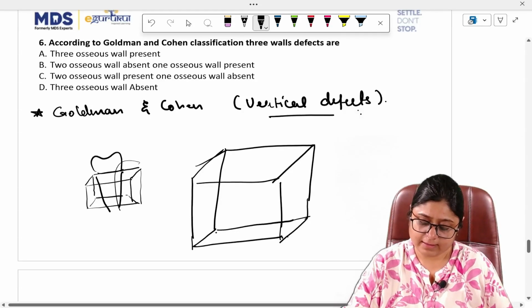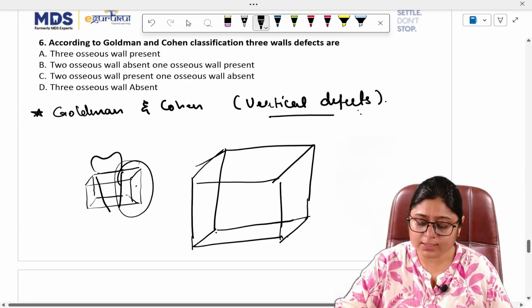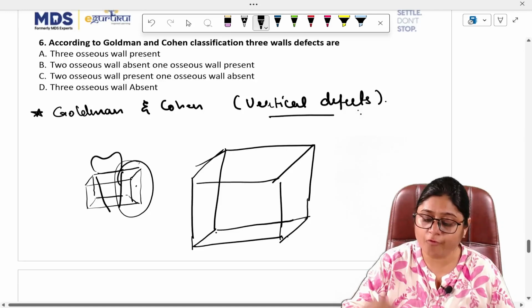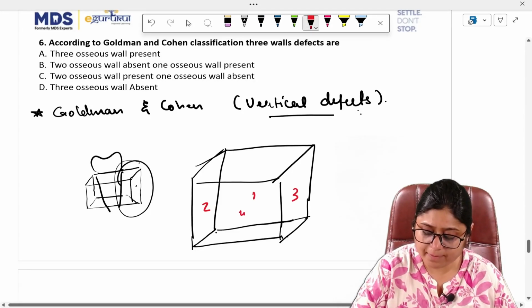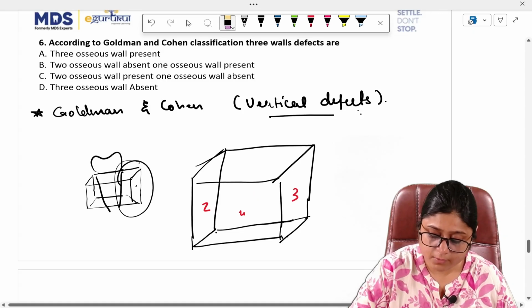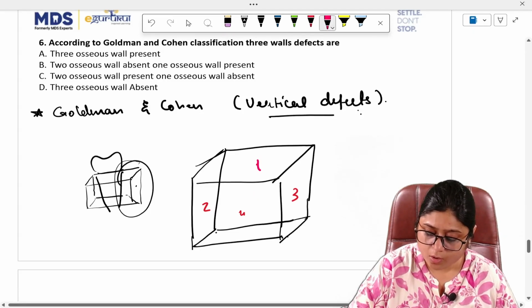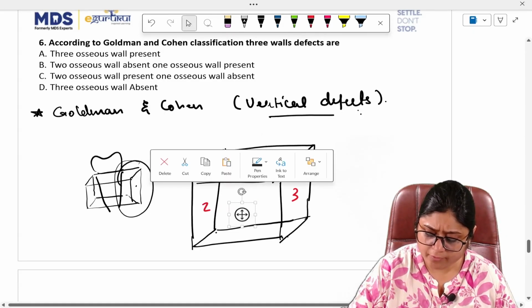This is only one side we are seeing of the box. It is open from top and below. The walls of the box are 1, 2, 3 and 4. Okay, this is the back. This is 1, 2, 3 and 4.